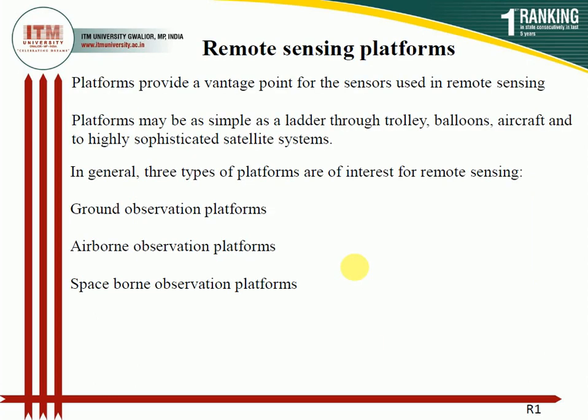There are so many platforms which are used in the remote sensing technique. Platforms are basically the structure or vehicle on which the remote sensing instruments are mounted. They may be simple, they may be complicated. Generally, there are three types of platforms for a remote sensor: ground observation platform, airborne, and spaceborne.